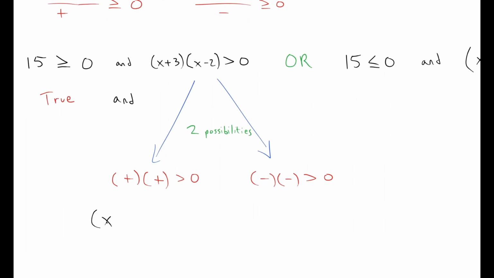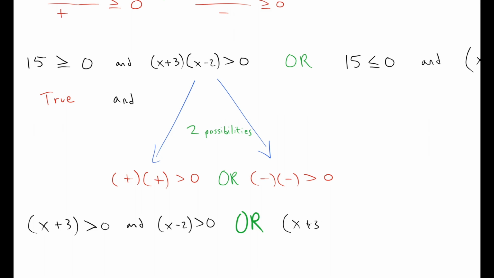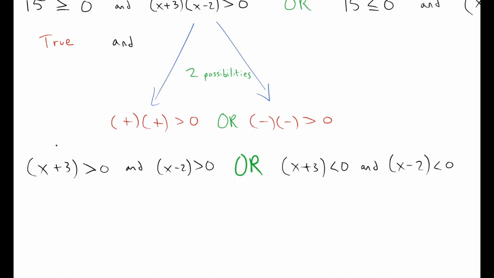So it could be x plus 3 is greater than 0 and x minus 2 is greater than 0. Or x plus 3 is less than 0 and x minus 2 is less than 0. So let's solve this down here.